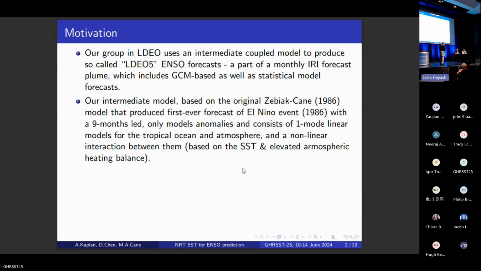The model only models anomalies, so deviation from an assumed mean state. And it has a one mode linear ocean, tropical ocean, and one mode tropical atmosphere, also linear. But the interaction between them is non-linear. And somehow that captures a large part of the development of ENSO events and proved useful both for research and for practical forecasting as well.